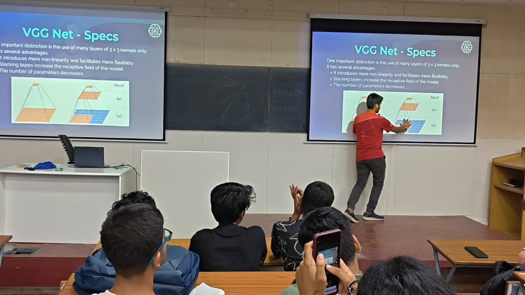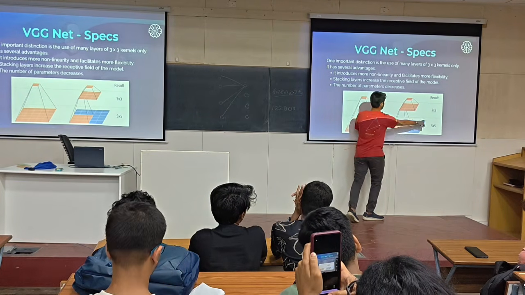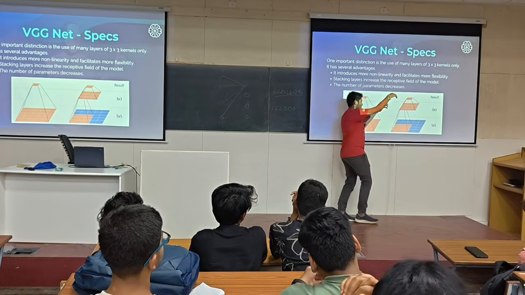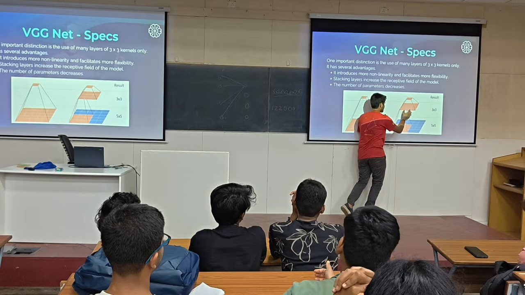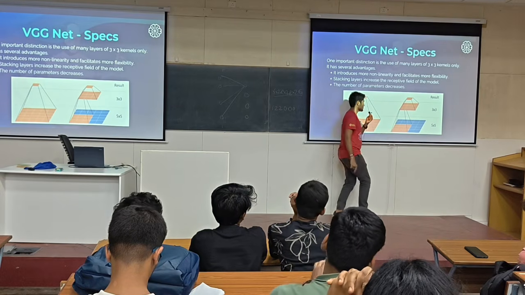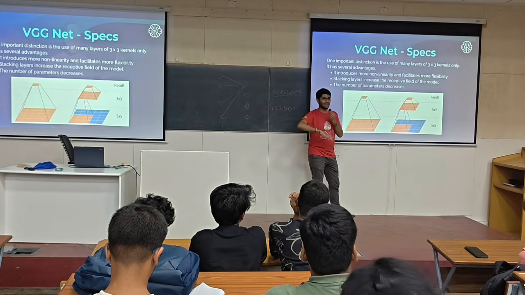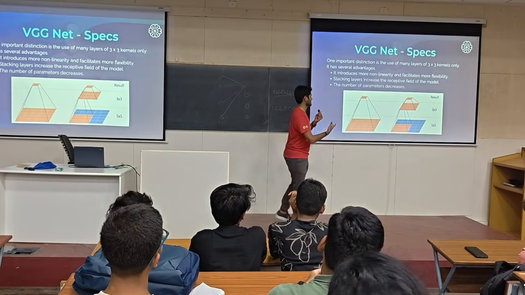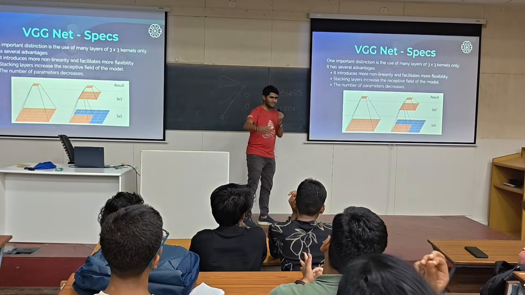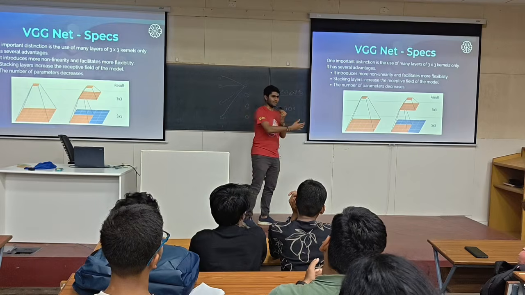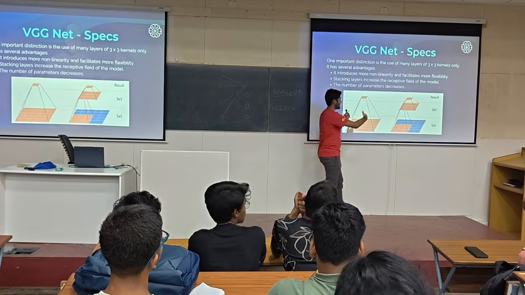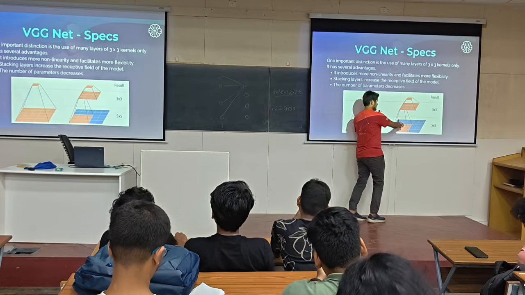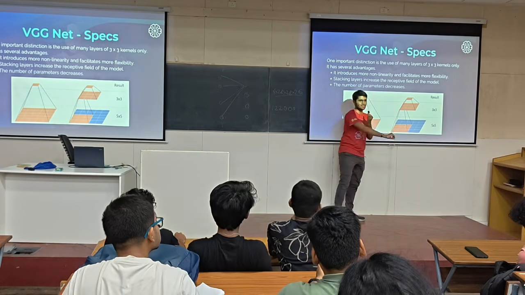So 1, 2, 3, 1, 2, 3. So this 5x5 will get converted to a 3x3 feature map. And now a 3x3 kernel will act on this to convert it to a single feature map. So the area that I can see, in technical terms called the local receptive field, is the same. Even if I use a 5x5 kernel or two layers of 3x3 kernels, I am able to get access to all the 5x5 pixels.